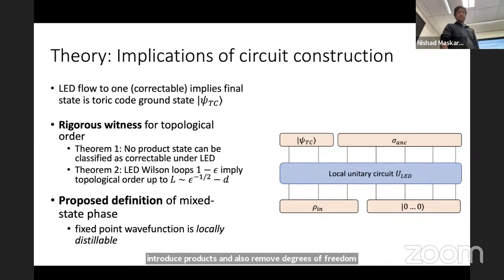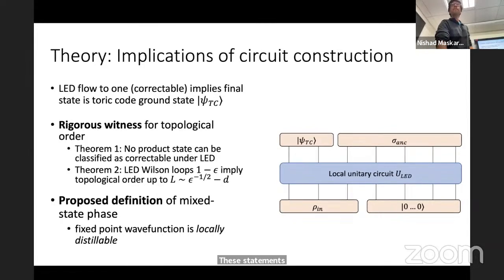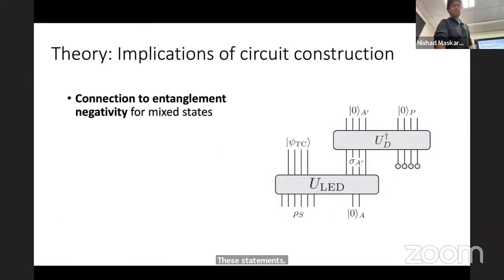Okay, so any questions on these statements? Okay, so I'll just keep going, and then we can also have more questions at the end.